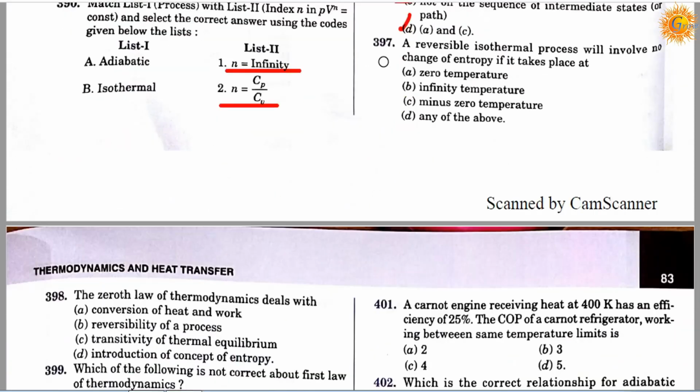Question number 397. A reversible isothermal process will involve no change of entropy if it takes place at option A, 0 temperature, option B, infinity temperature, option C, minus 0 temperature, option D, any of the above. So correct answer will be D, any of the above.